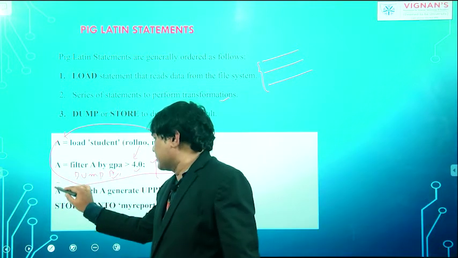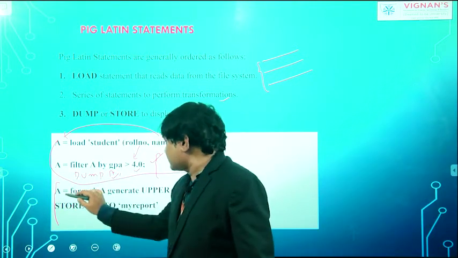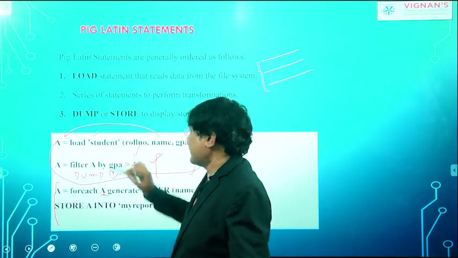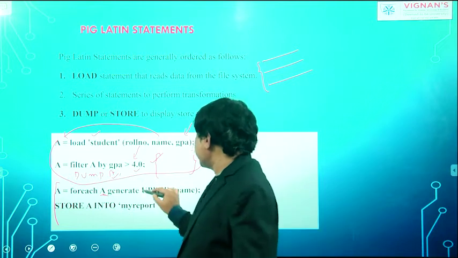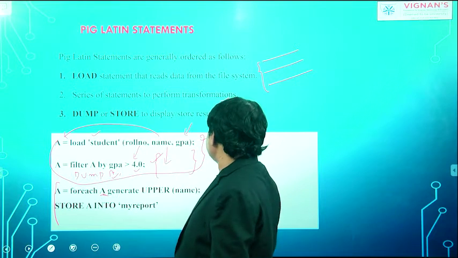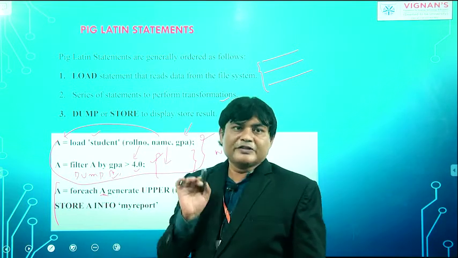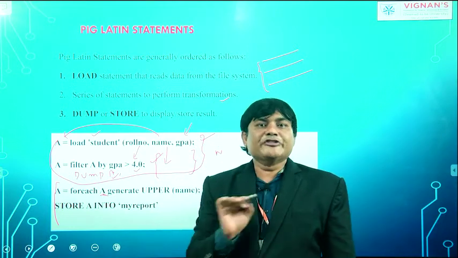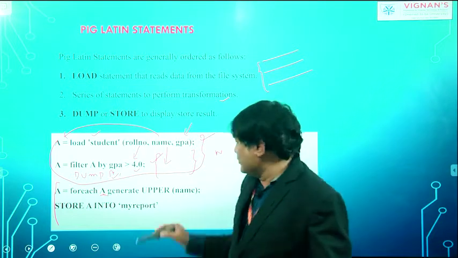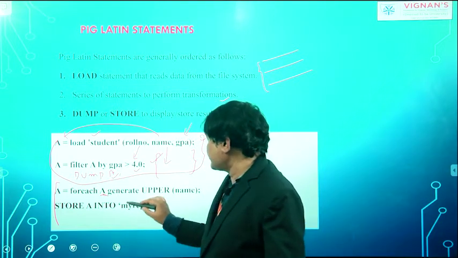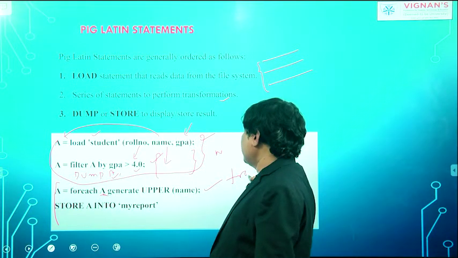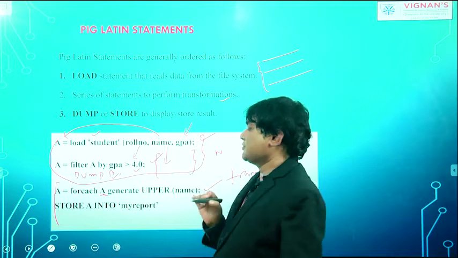You take this statement. What are you doing here? FOREACH A means what? The same relation we have. FOREACH A relation, generate UPPER name. It means for this relation, the name, what happens? The name I am going to convert into which letters? Into capital letters. So if the name is in small letters, you are converting them into capital letters by using what? The UPPER function. So this is going to be called what? You are doing transformation here. Okay, transformations we are going to do.